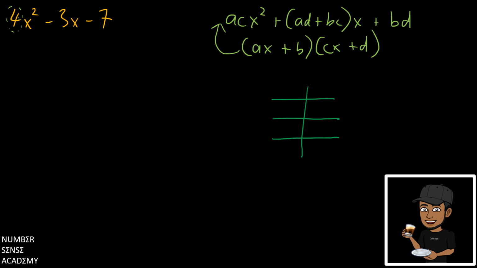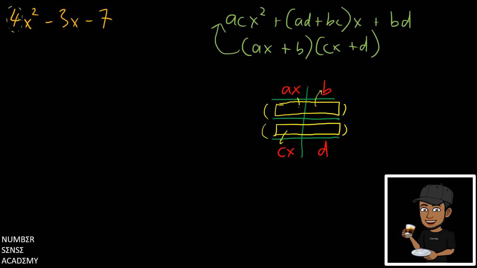Okay, so we have ax and b, then we have cx and d. So remember, in factored form, when I factor it out, my first set of brackets will have these values, and my second set of brackets will have these values, meaning whatever the numbers are. So this will represent ax, this will represent b, this will represent cx, and this will represent d.